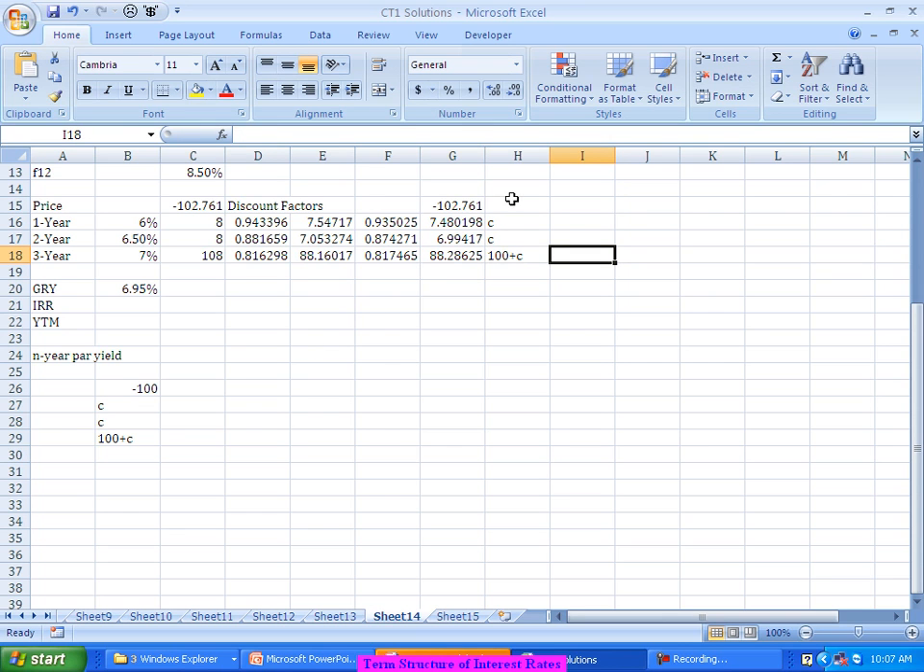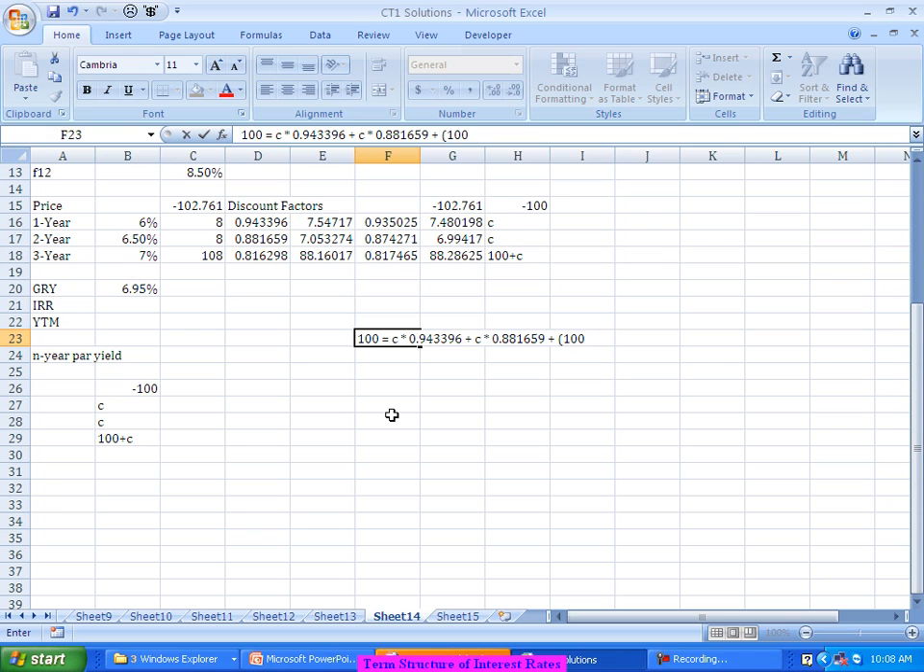So in a way, I have to purchase the bond at 100 itself. So what are we saying now? The 100, which is the purchase price, should be equal to C times the first discount factor, which is 0.943396, plus C times 0.881659, plus 100 plus C times 0.816298.